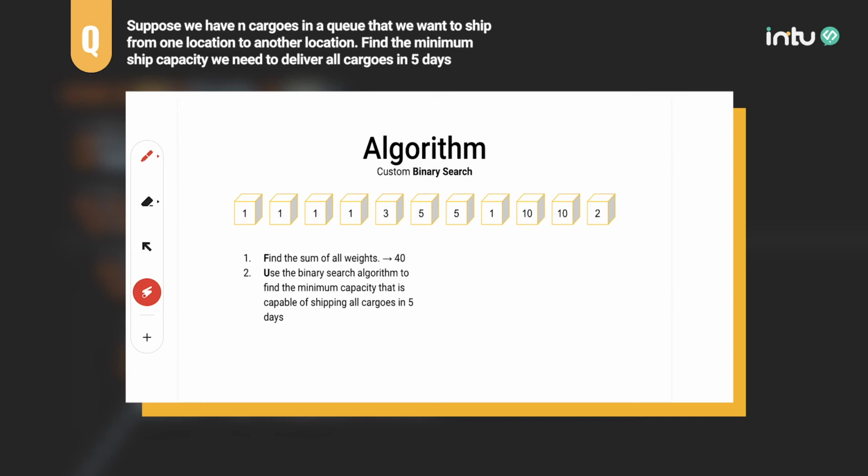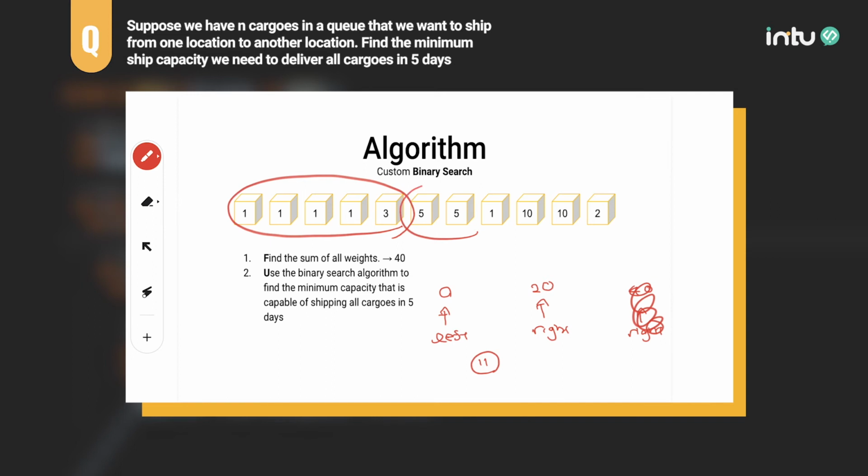Let's look at another example. First, you would have to find the sum of all weights. In this case, it will be 40, and use the binary search algorithm again. So 0 to 40, and this is our initial right point, and this is our left pointer. Find the midpoint, which is 20. 20 is actually enough to ship all these cargoes within 5 days. So we move our pointer to the right and iterate the same process, and you will end up with getting 11 as your minimum capacity. So in this case, the grouping will be this, this, this, this, and this.